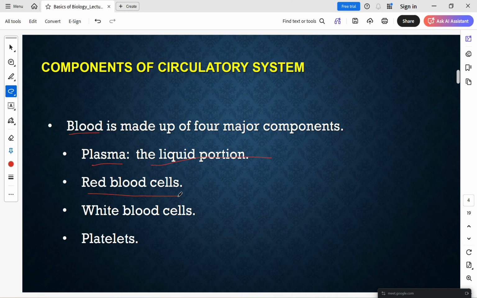Then there are red blood cells, which are the major portion of the blood. We will be discussing some of it in some detail in the coming slides. There are the white blood cells, which protect the human organism from different infections. Then there are platelets. If there is an injury at any site, the platelets make sure that there is not a lot of blood loss.